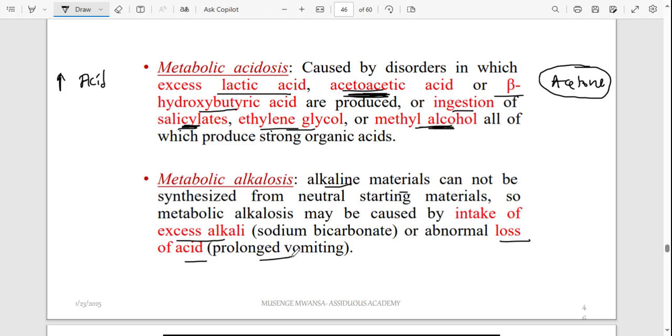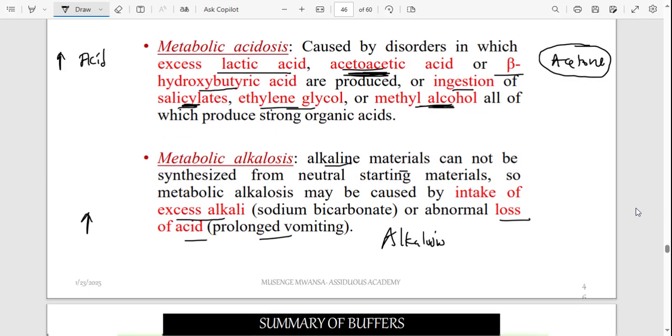For example, if you are vomiting, the stomach is near to the mouth. When you are vomiting, you'll be losing acid. So you are going to have alkalosis, specifically metabolic alkalosis. But when you have diarrhea, you are going to be losing more of the base. So you are going to end up with a lot of acid. So diarrhea causes acidosis, while vomiting causes alkalosis. So take note of that.